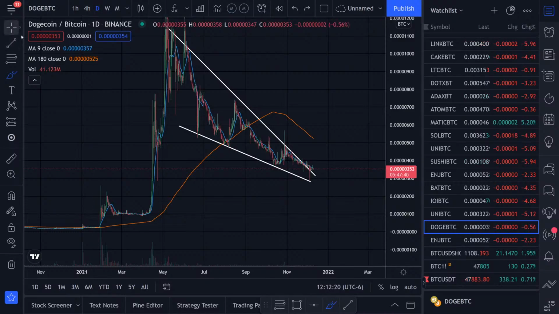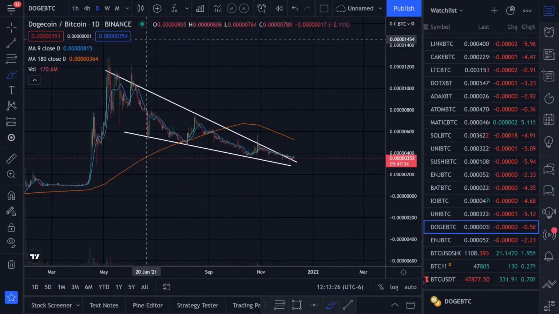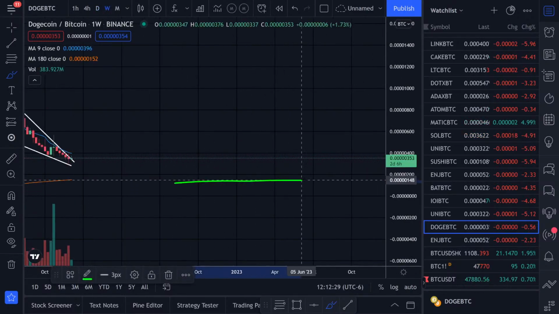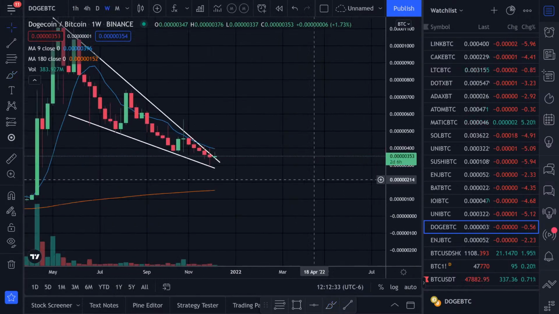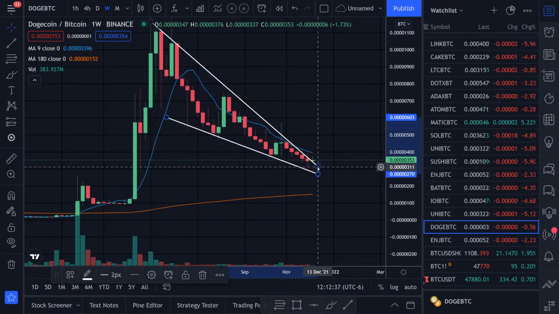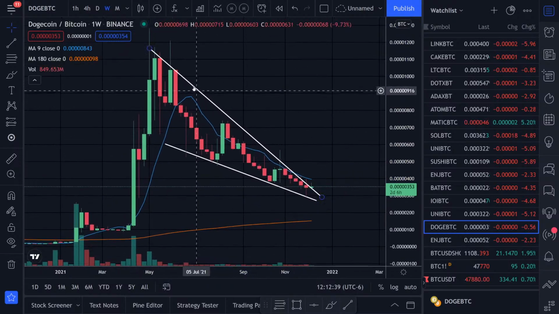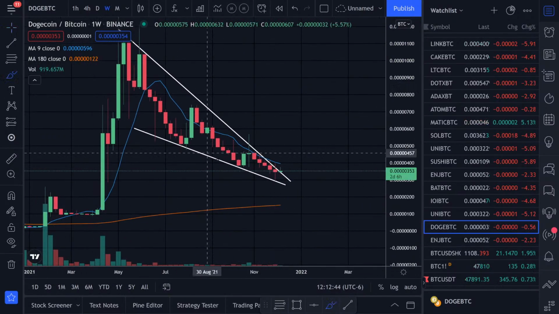It might not be perfect. This pattern isn't super perfect, but let's switch over to the weekly. Maybe it'll look a little bit better. See, that's interesting. That looks a little bit better. I just think if we break this trend line going to the upside, we might see a nice little move. And it looks like we're testing it right now.